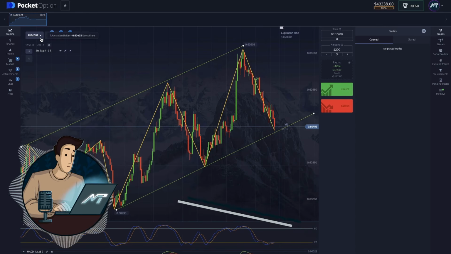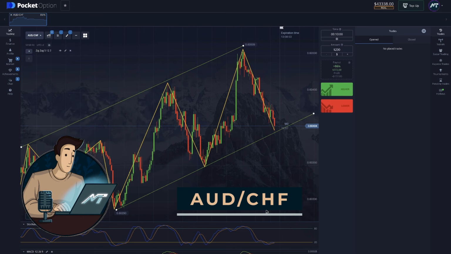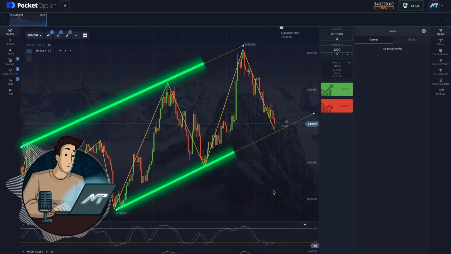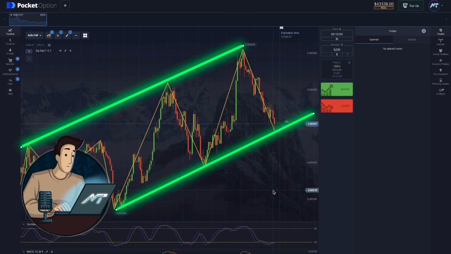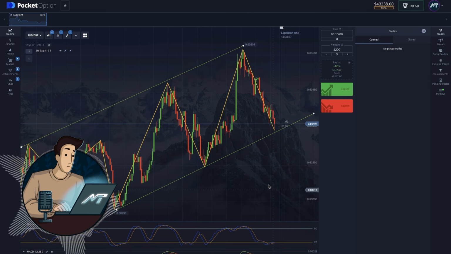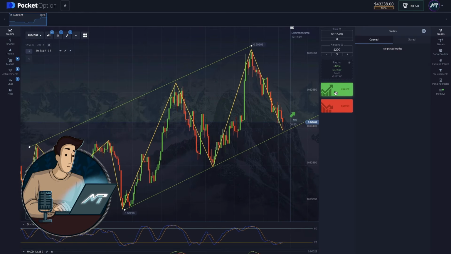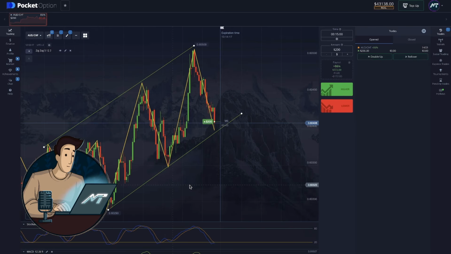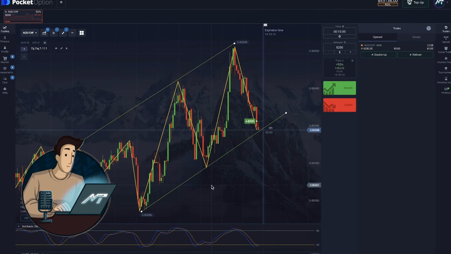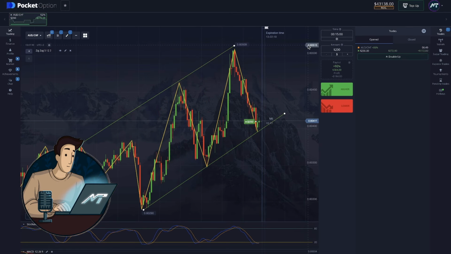Let's start with a straightforward example on the AUD-CHF chart. We see a clear uptrend following along the lines within a channel, and here the zigzag lines assist in distinctly identifying the boundaries. In its turn, the stochastic oscillator moves upward from the oversold area, indicating a buy signal. Let's say a 15-minute upward trade. The candles bounce off the trend line precisely, and we pocket the profit.